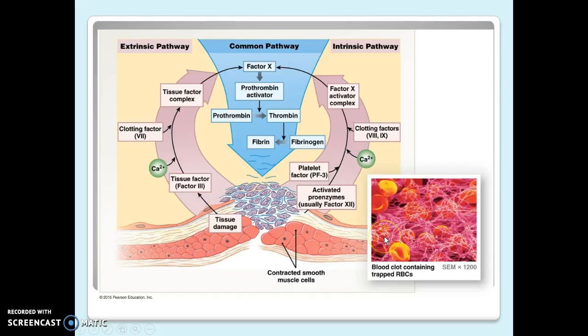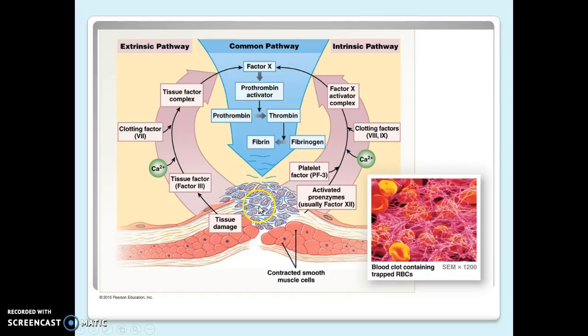And now it's going to form this net that's going to catch everything. It'll catch your red blood cells, your white blood cells, and your platelets and all of those things, and it's going to form this clot, right? Your common pathway is definitely where we actually see the activity of this fibrin.